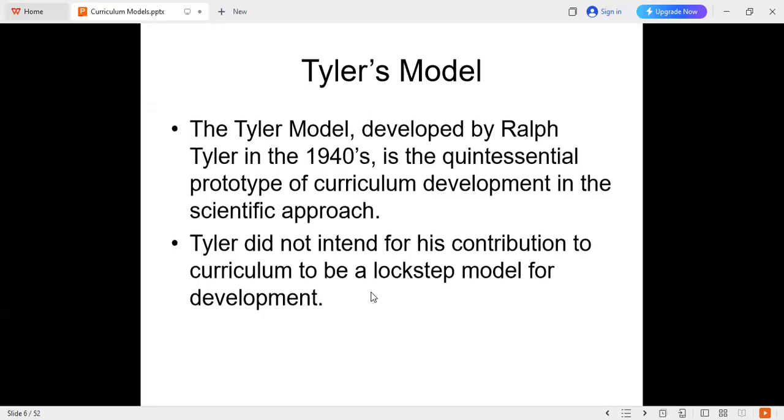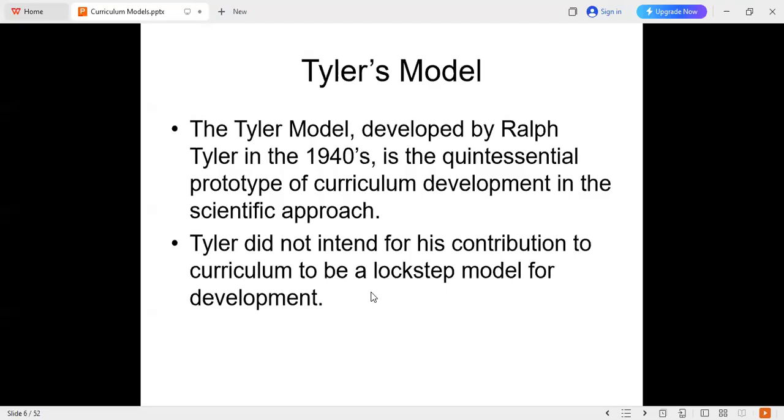This Taylor's model was developed by Ralph Tyler in the 1940s, 80 years ago. A very old one, but it is still used by curriculum developers. Even in Sri Lanka, this is the model we use in schools as well as in the National Institute of Education. There can be some deviation from this model, but basically they use Taylor's model as the quintessential prototype of curriculum development in the scientific approach.